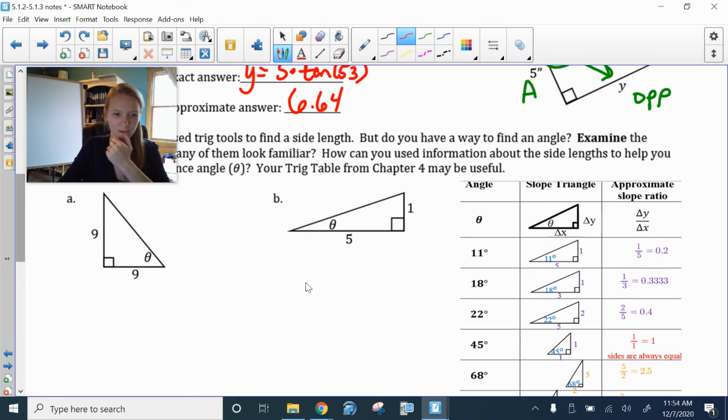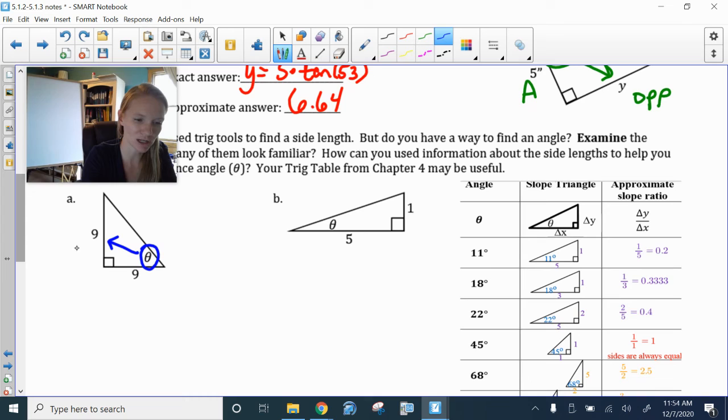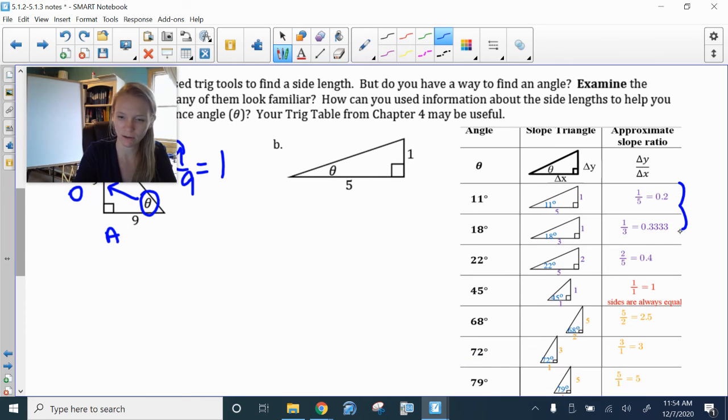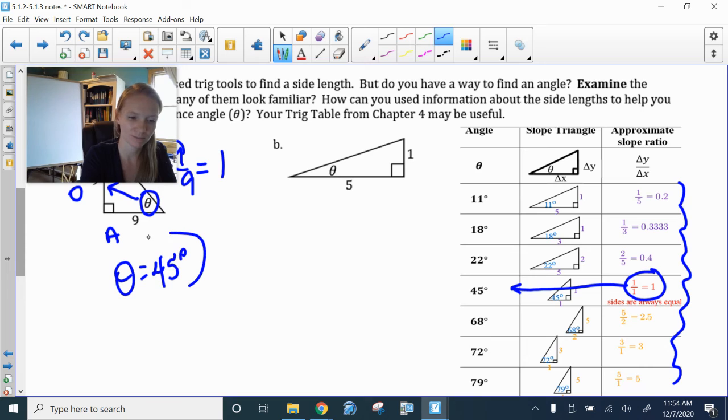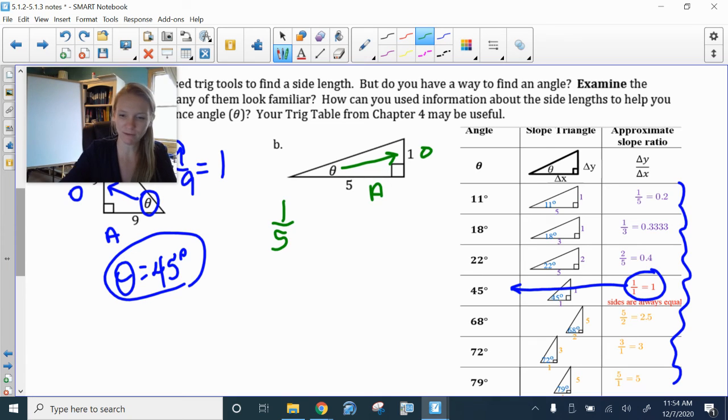All right, so looking at these, I've got a 9 over a 9 for my angle. This is a tangent problem because I have my opposite and my adjacent. So my ratio right now is 9 divided by 9, which would give me 1. When I look at the ratios on the side, we can see we have one where the ratio is 1, which means that our angle is a 45-degree angle. On the next one, again I have my opposite and adjacent, which means it's a tangent ratio, 1/5, and I can see there's my ratio, which means that I have an 11-degree angle.